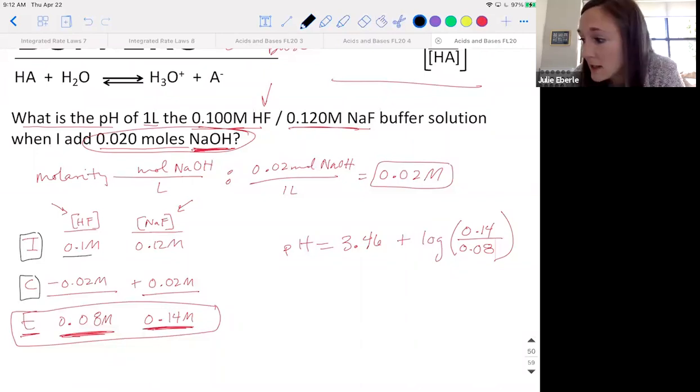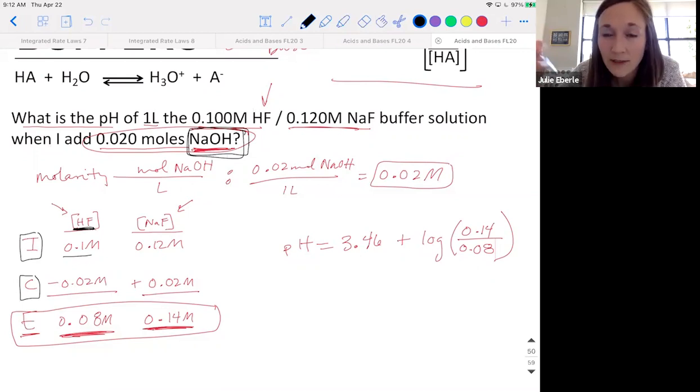Why is it changing? Because HF is the component that will neutralize this strong base. We're adding NaOH to our buffer. And HF is going to go into action and it's going to be used up. We're going to sacrifice some of that to neutralize the base. The base is threatening to lower pH. And HF has the ability to neutralize it by donating its acidic hydrogen ion to the OH minus and neutralizing it to make water.